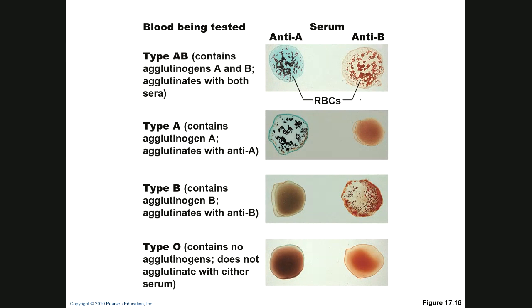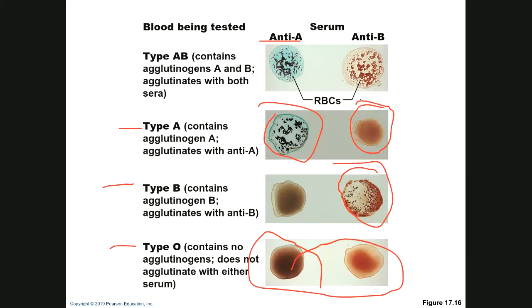Now this is showing some blood being tested. I won't go through all of them, but this is type A blood. When it's mixed with anti-A serum, it agglutinates, clots up. When it's mixed with anti-B, nothing happens. Type B blood mixed with anti-B, clots up. Type O blood is not going to agglutinate no matter what you mix it with because it just doesn't react to them.